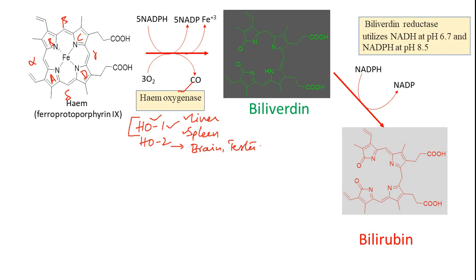The biliverdin that we got over here gets reduced by the enzyme biliverdin reductase, which makes use of either NADPH or NADH as coenzyme depending upon the pH of the environment, and ultimately it gives us bilirubin, a very important intermediate. So here if you closely observe the structure, at the alpha position the first degradation is happening, and then the ring is reduced at the opposite side, okay, at the gamma position, please remember this one.